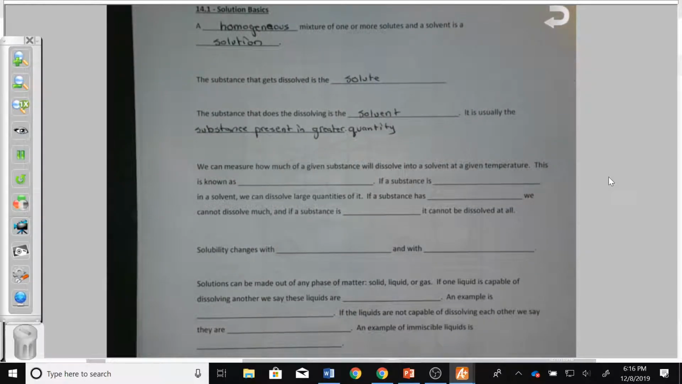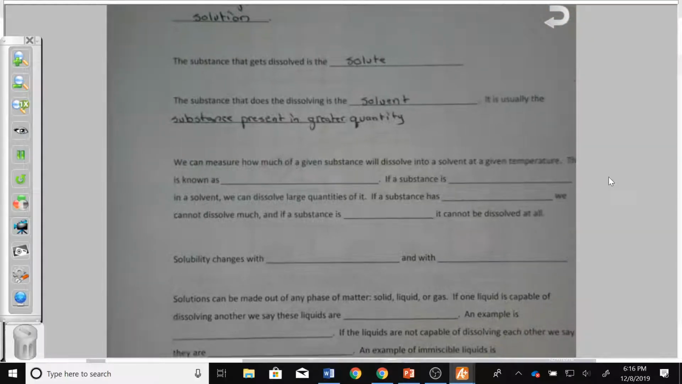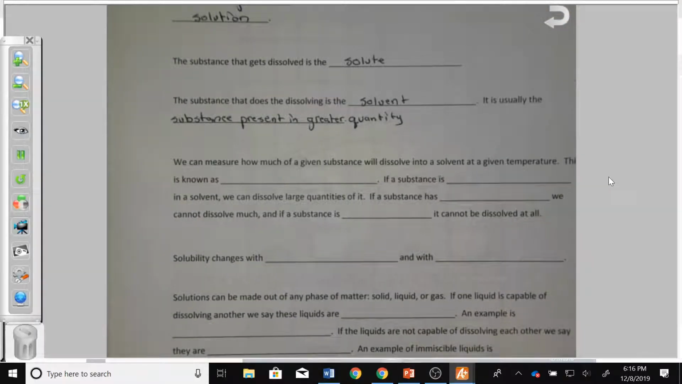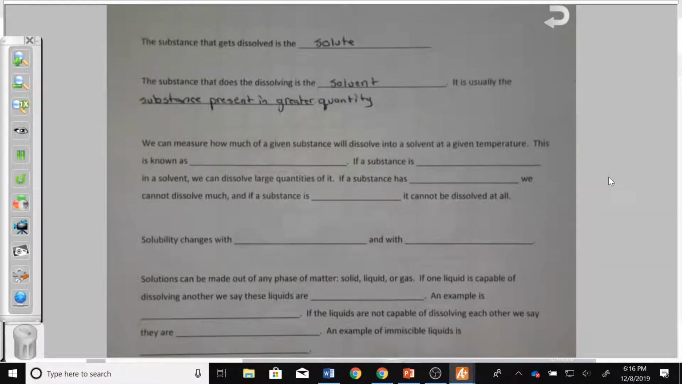Zoom this in just a little bit. There. That should be a little easier to read, I would think. Okay.